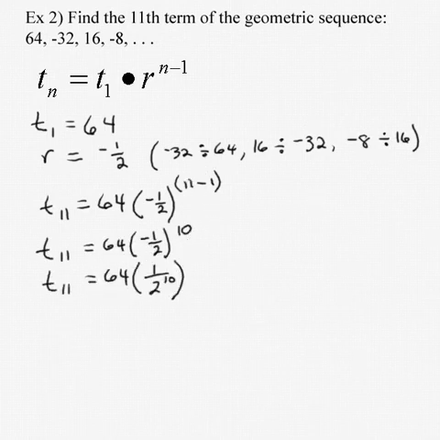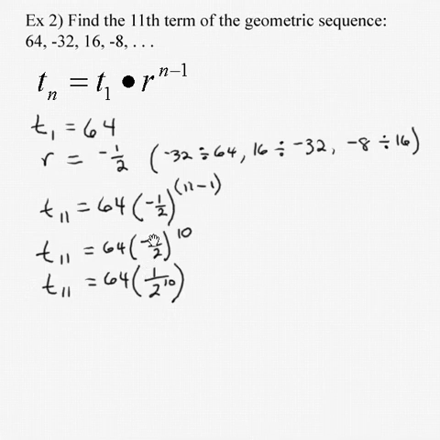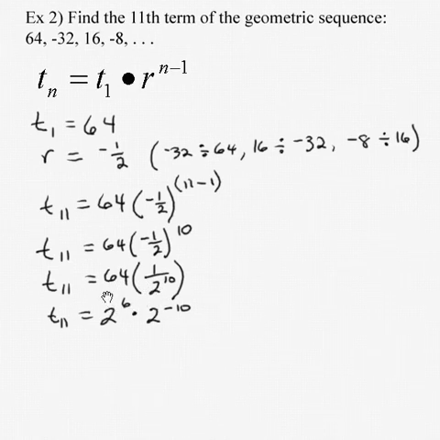And negative 1/2 to the 10th power, well, anything that's negative to an even power is going to end up being positive. 1 to the 10th power is 1, and then 2 to the 10th power will tell me what I'm looking for. But to save some work, because otherwise I'm going to have 64 times this very large number, I'm going to write 64 as 2 to the 6th power, because I could see that 64 is a power of 2. I'm going to write 1 over 2 to the 10th as 2 to the negative 10th.